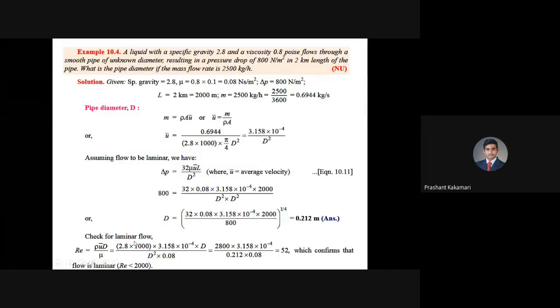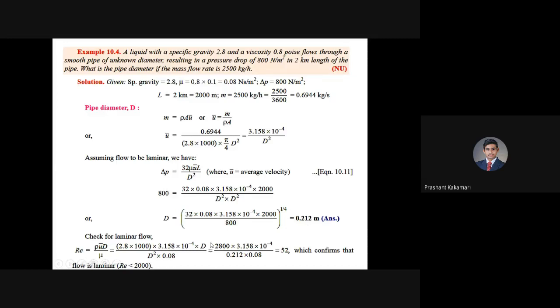This check is not at all compulsory. If they ask, you can do the check for the Reynolds number or the laminar flow. That is rho Vd by mu. So rho, the density, is given as 2.8 into 1000. You can multiply to convert that specific gravity into density. Then the average velocity found in terms of diameter is 3.158 into 10 raised to minus 4 divided by d square, the average velocity into diameter d divided by 0.08. So now this diameter can cancel here, and in the denominator I have to substitute one diameter value, 0.212.